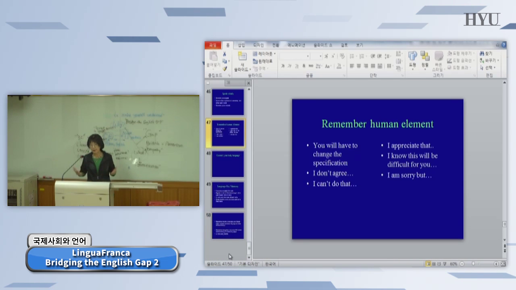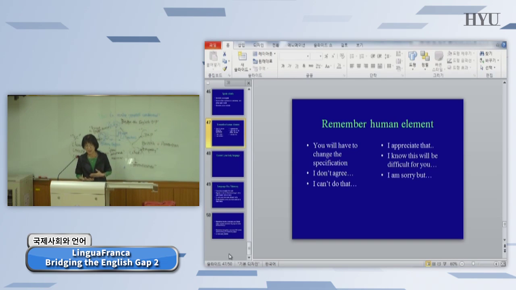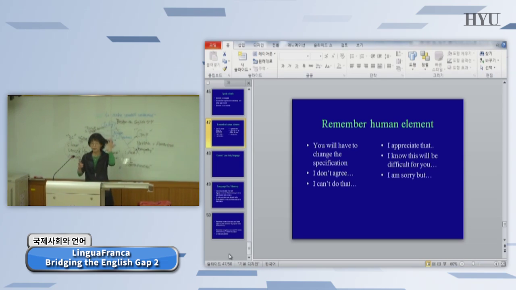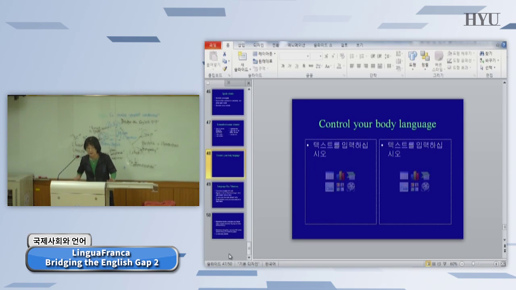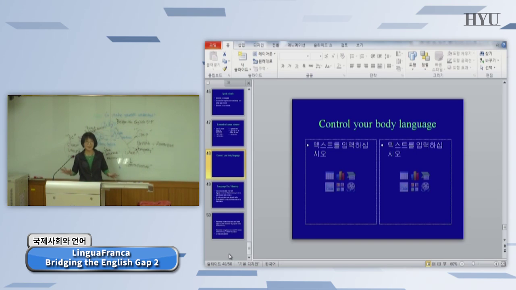And also remember the human elements. So if you say, you will have to change the specification, it's better if you use such expressions as: I don't agree, I can't do that, or I appreciate that, I know this will be difficult for you, I'm sorry that. So control your body language. We will get back to body language in a later class.